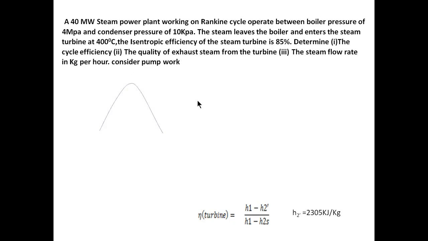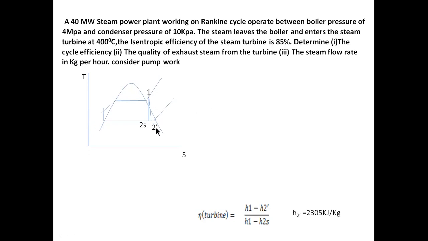So with this, if I draw the TS diagram, you can see this is the vapor dome. Vertical line is temperature, horizontal line is entropy. This is the boiler pressure line, and this is the condenser pressure line. This process is pump work. This is turbine work. If it is isentropic, the turbine work will be from 1 to 2s. Simply you can write 1 to 2 also, no problem.